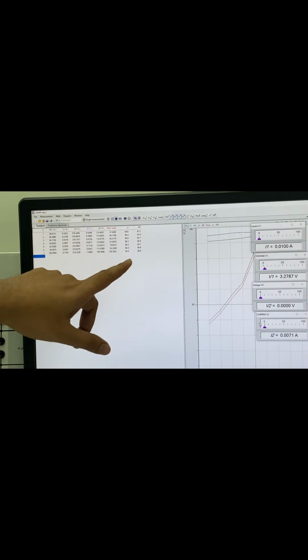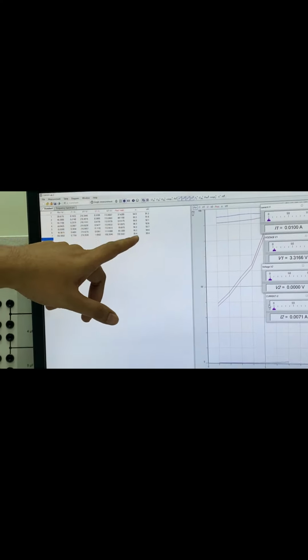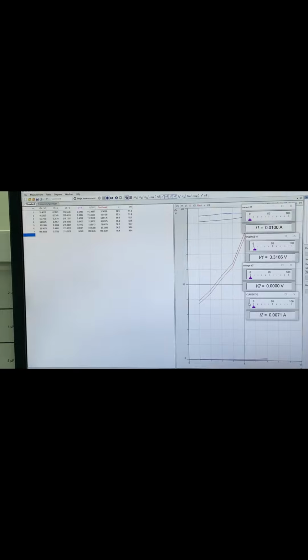So look at the efficiencies. They vary between 94 and 96%, which is a very good efficiency for the transformer. How much? 94%, 95%, 96%. So clear, guys? Any question? Clear. Okay. Thank you.